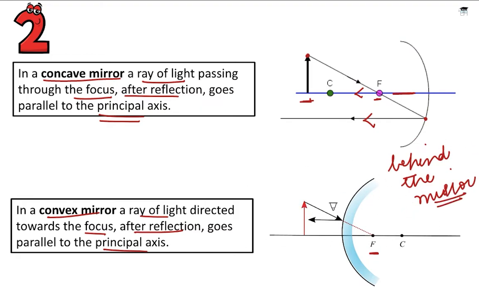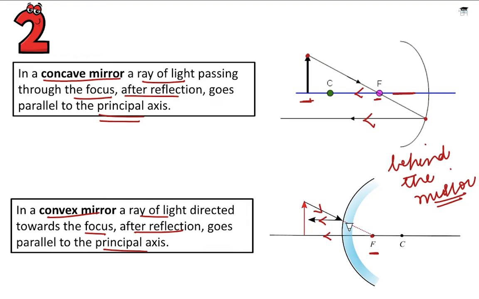So a ray of light cannot pass from the focus because it is behind the mirror, but it can appear to pass from the focus, or it is directed towards the focus. What it says is that suppose we have this object and a ray of light is coming from this object, and it appears that this ray of light, if it can go through the mirror, will pass through the focus. After reflection this kind of ray of light will move parallel to the principal axis.